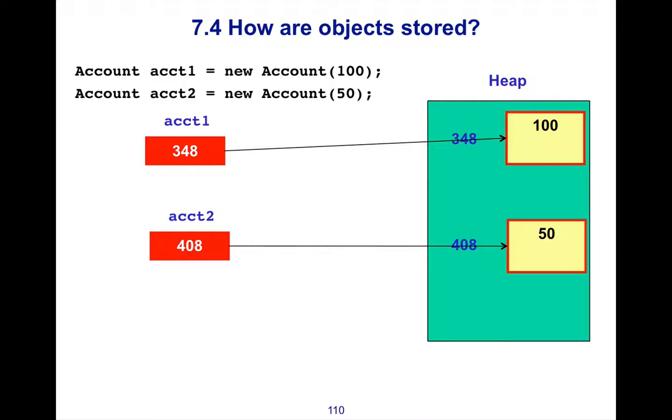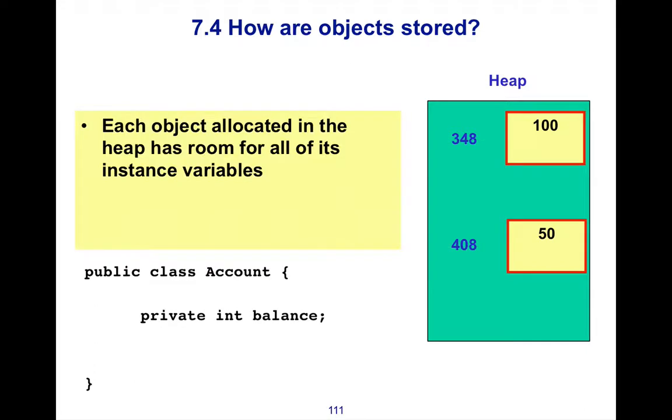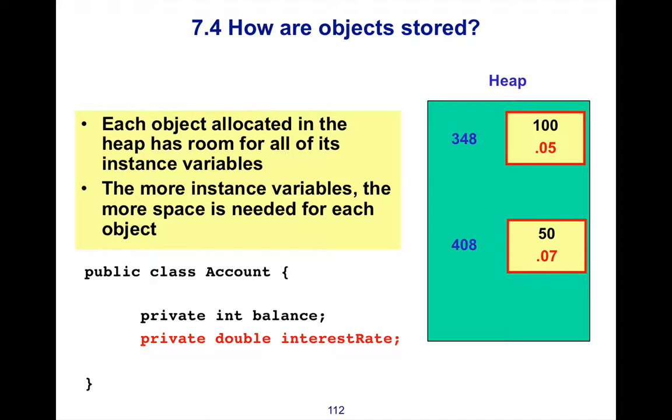If we come along and add another instance variable to the account object, suppose we add an interest rate double to it, then we have to make room for that in the heap as well. And so starting at 348 in the heap, we find the balance of 100, but just after that we would find space allocated for the interest rate for that particular object.